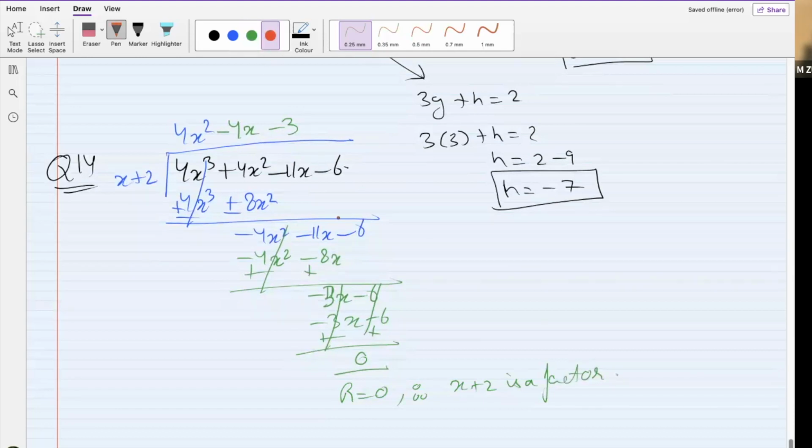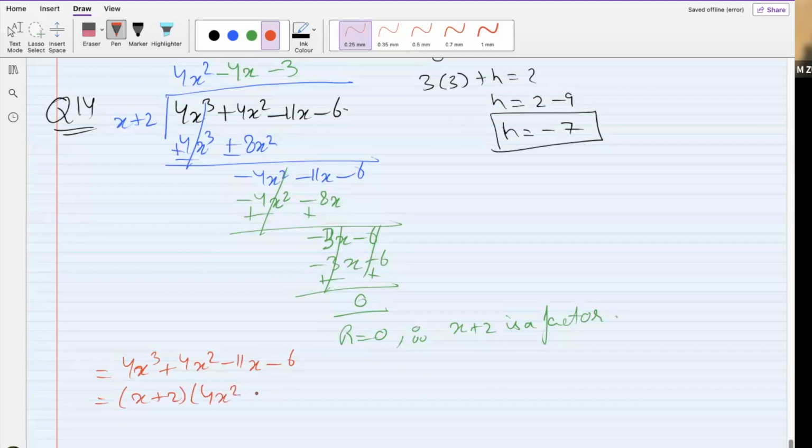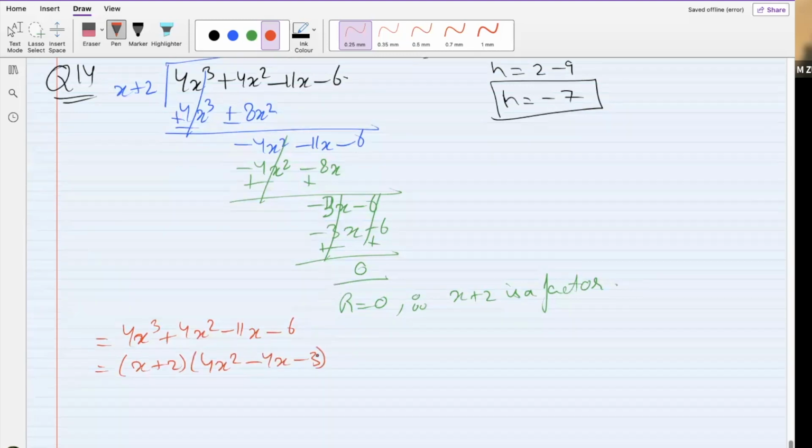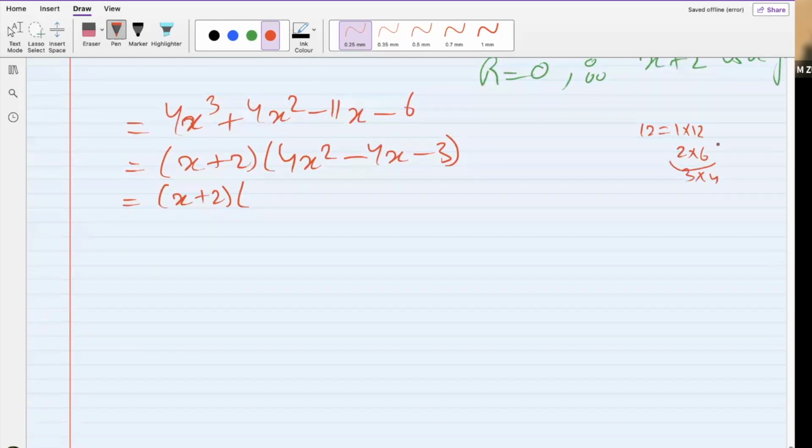Okay. Now we have to factorize it completely. So we can write that 4x cube plus 4x square minus 11x minus 6 is actually equal to x plus 2 into 4x square minus 4x minus 3. Now we have already split it into linear and quadratic from cubic. 4 3 times 12. So 12 is 1 times 12, 2 times 6, 3 times 4. So 2 and 6 can be adjusted to get 4. So 4x square minus 6x plus 2x minus 3.